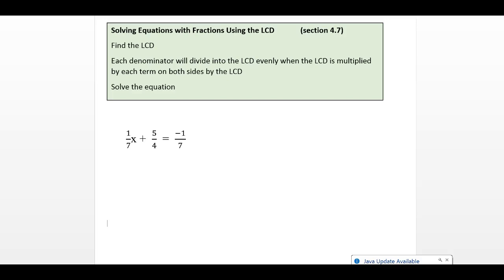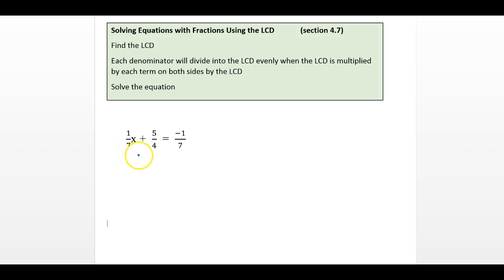Solving equations with fractions using the LCD. So we're going to use this specific strategy in order to make sure that we clear the denominators from an equation before we solve. First, we'll start by finding the LCD, and let's look at the first example.